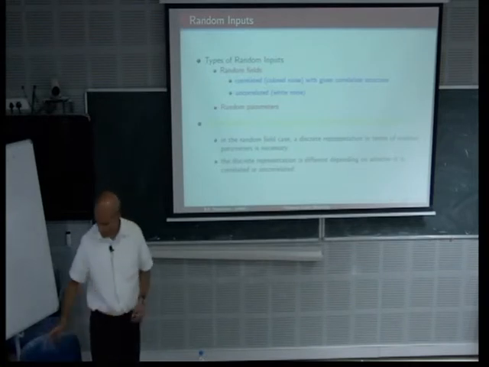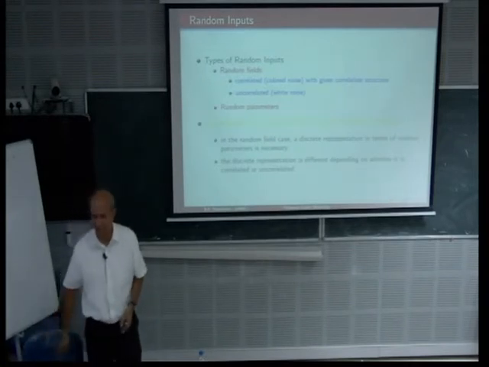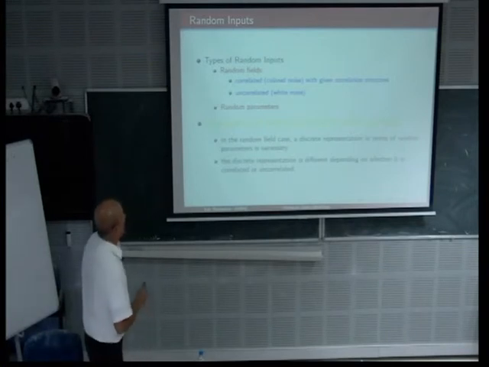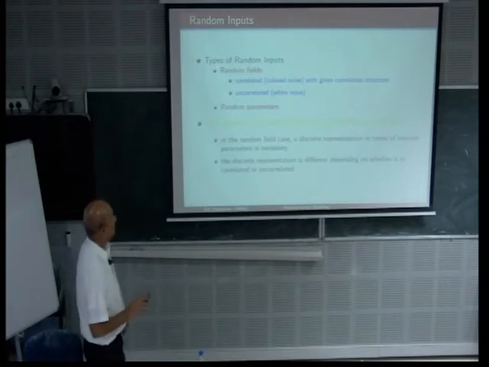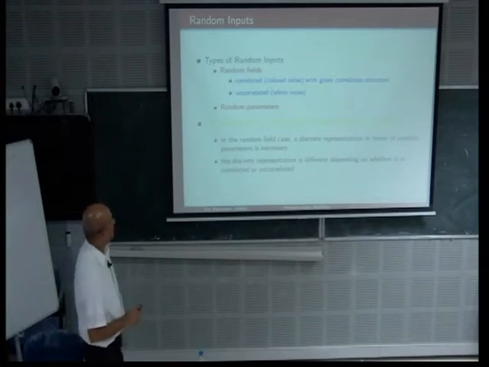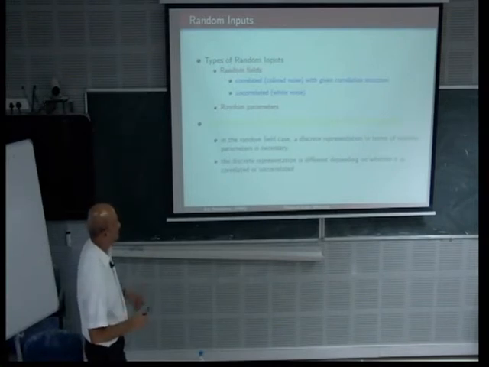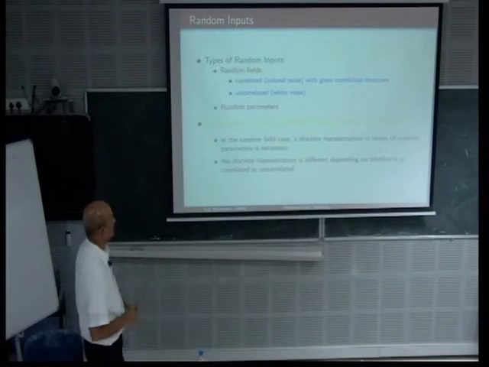Of course I'm not going to talk about Levinois and stuff. So I'm going to classify random inputs into 2 types: correlated random fields with given correlation structure and uncorrelated one. I may not talk too much about it. And we also distinguish this random input into 2 types: random fields and random parameters. Especially when you do computation, or computational modeling, this is useful.